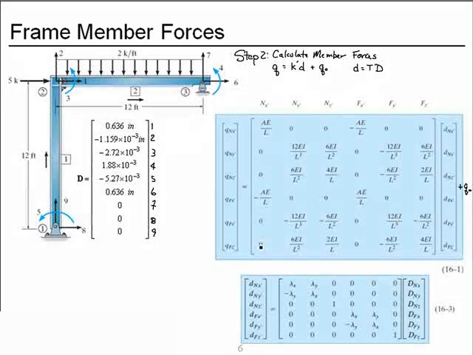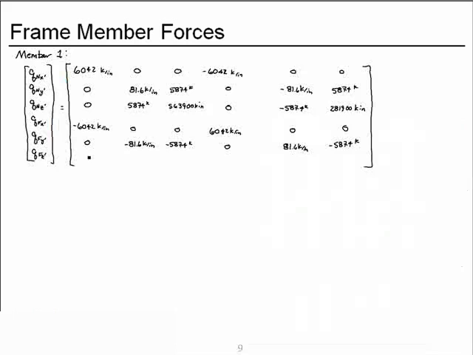Our last row is a 0, 6EI over L squared, 2EI over L, 0, minus 6EI over L squared, and 4EI over L, which gives us 0, 5874 kips, 2EI over L, 281900 kip inches, 0, minus 5874 kips, and 4EI over L, 563900 kip inches. Let's take a moment to check for silly mistakes, and we'll do that by checking that our diagonal are all positive entries.